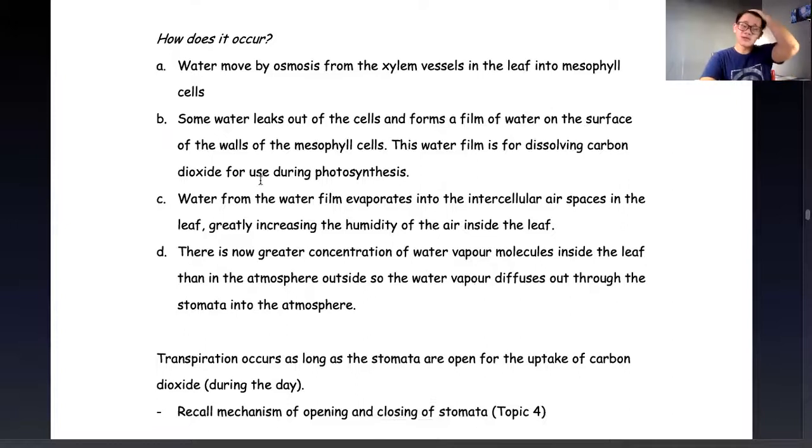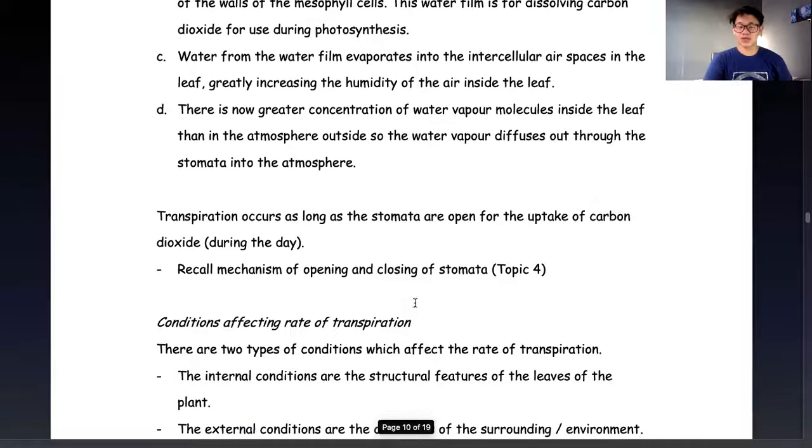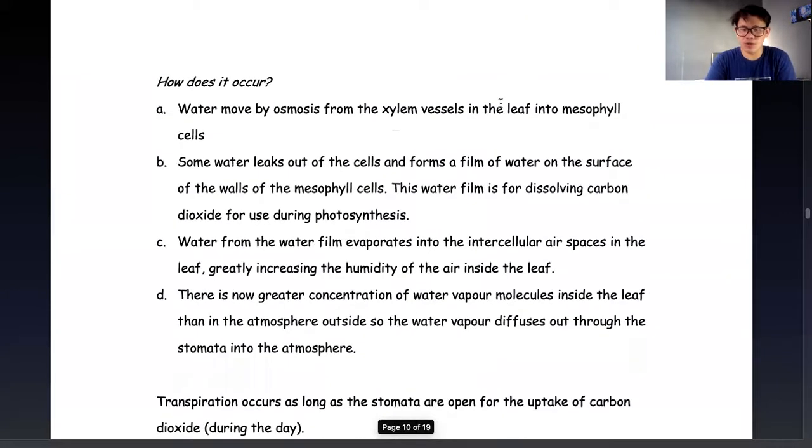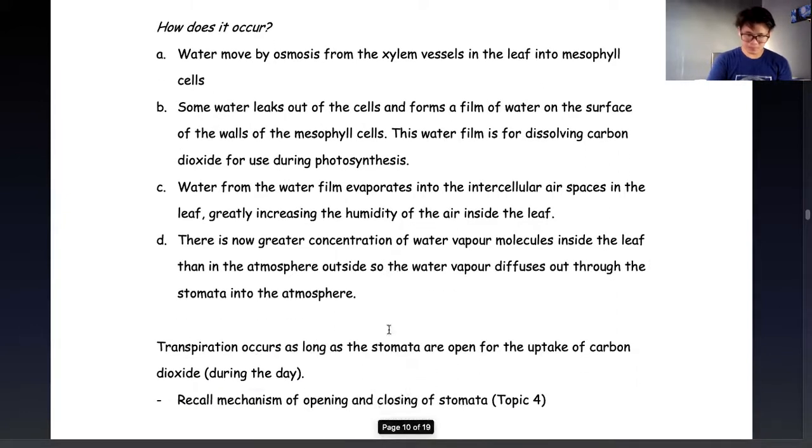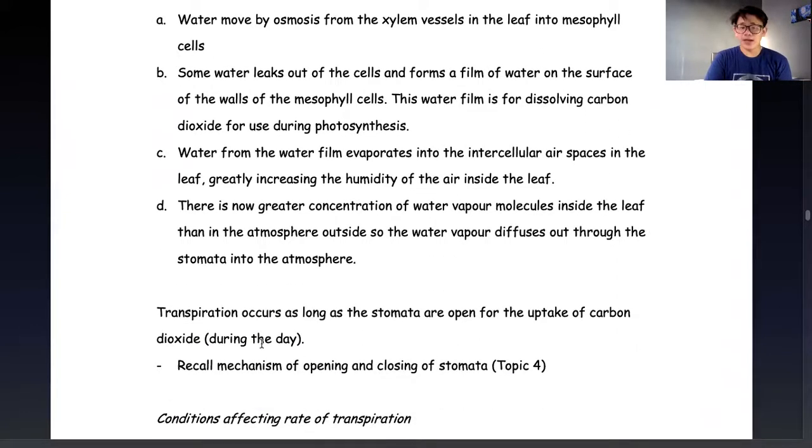And how does it occur? I have explained earlier what the forces are, what drives it, so you can just go through it here. Usually transpiration occurs as long as the stomata are open for the uptake of carbon dioxide during the day. So water will move up from the soil through the stem up to the leaves through transpiration pull during the day. Most of the water will go up during the day, because that's when the stomata are open.